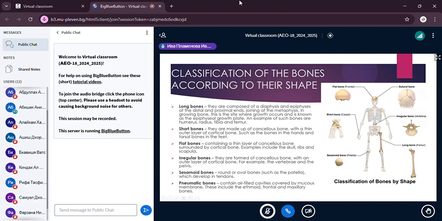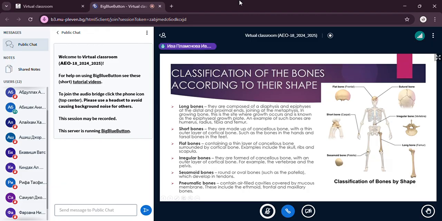Short bones. For example, the bones in the hands and tarsal bones in the feet. The flat bones, for example, the skull, ribs, scapula. We have irregular bones. For example, the vertebrae and the bones of the pelvis. Sesamoid bones, which are small. For example, is the patella. They are developing in the tendons.